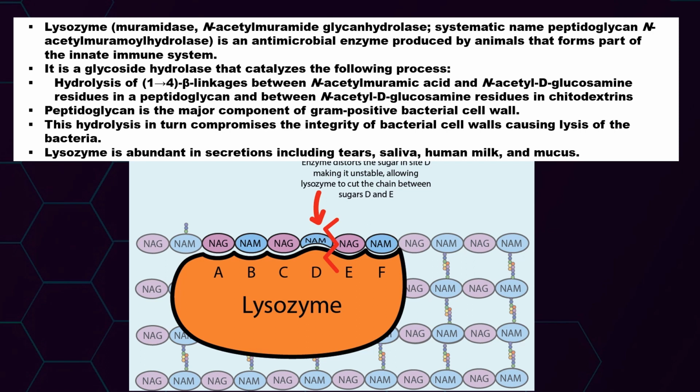NAM is N-acetylmuramic acid and NAG is N-acetyl D-glucosamine, which are residues of peptidoglycan. Peptidoglycan is the major component of the gram-positive bacterial cell wall. So this hydrolysis compromises the integrity of the bacterial cell wall, causing lysis of the bacteria. So lysozymes are related to lysis of the bacterial cell wall.